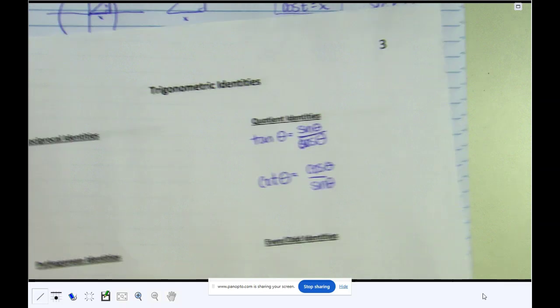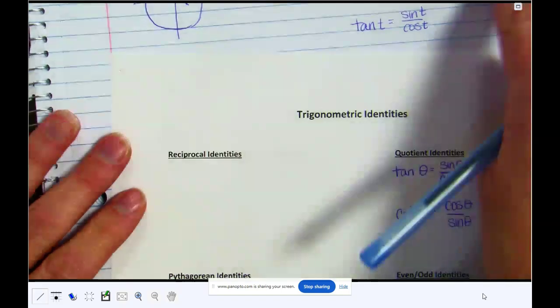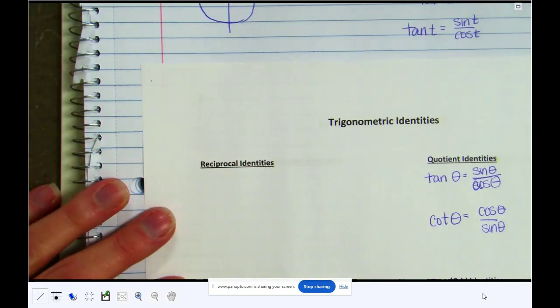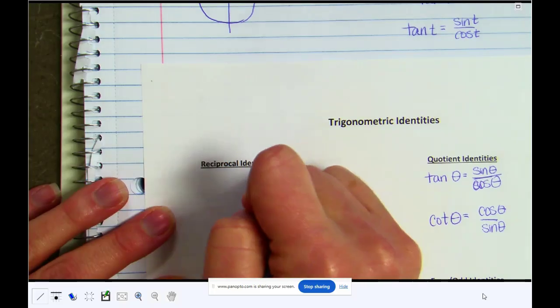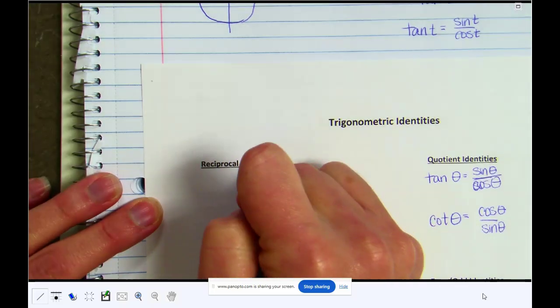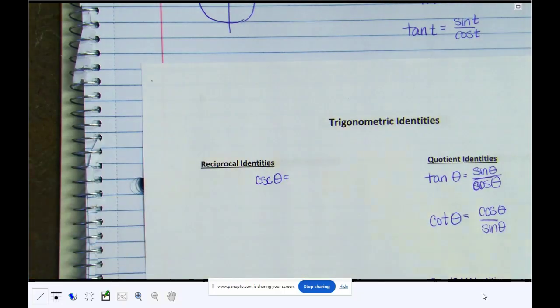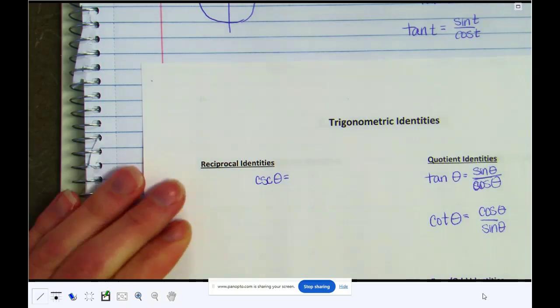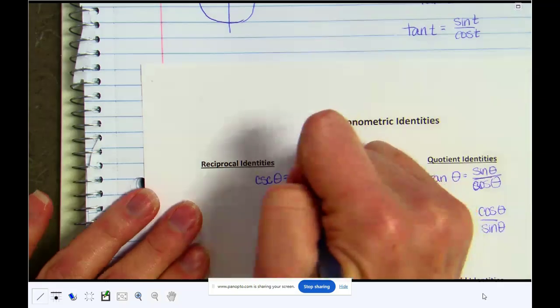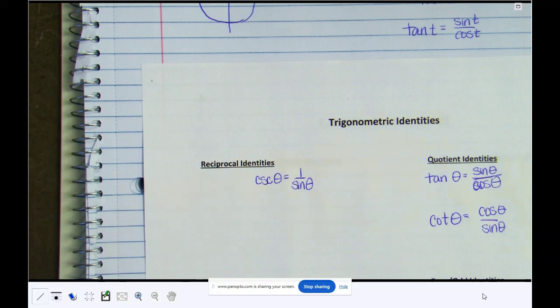Okay, now there are reciprocal identities also coming from this over here. I'm going to leave space on the left-hand side, so it's kind of start in the middle. So cosecant, if it's 1 over y, which it does say on your paper, what is that going to be? 1 over what? Yeah, 1 over sine. That's what it means to be a reciprocal. When you have 1 over, that's a reciprocal.